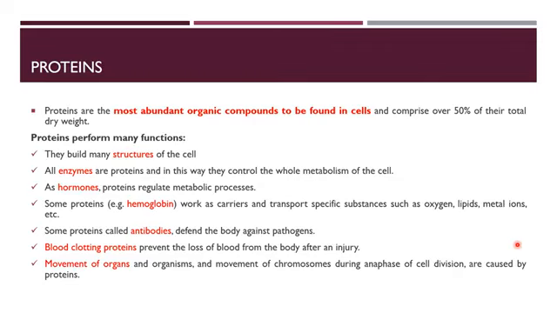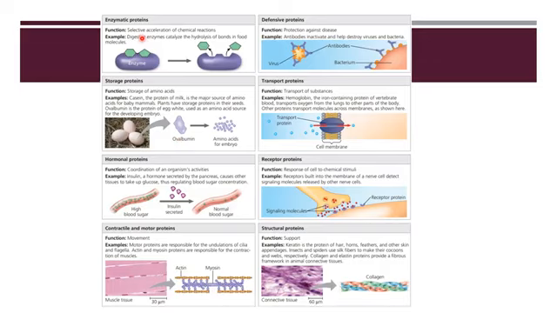Then there are a lot of proteins that are involved in the movement of organs in your body, as well as that are involved in the process of cell division. So you can see here, some are enzymatic proteins. These are the enzymatic proteins, and because enzymes are proteins, they are involved in the chemical reactions.